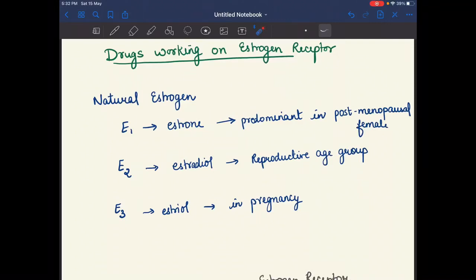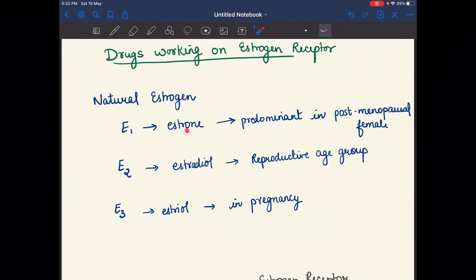Everyone. So today I am going to revise the topic: drugs working on the estrogen receptors. Before starting, we have to know a little bit about estrogen. The natural estrogens are E1, E2 and E3. E1 is estrone, E2 is estradiol, E3 is estriol. In estrone, as we see, the endings were 1, diol, triol. So 1, 2 and 3.